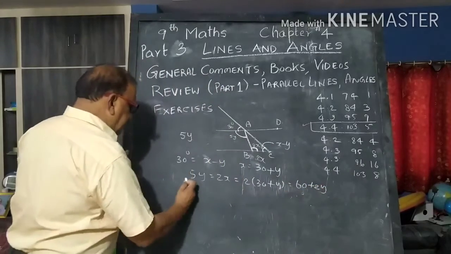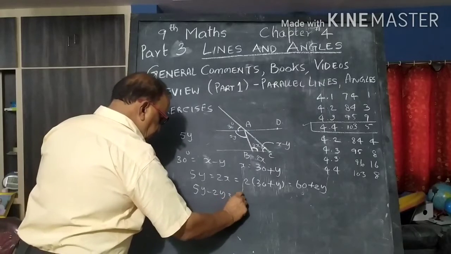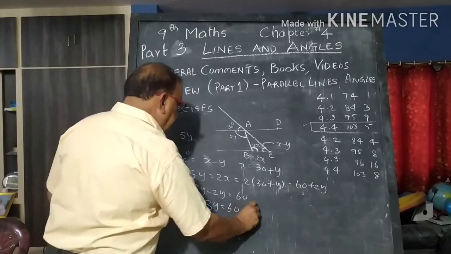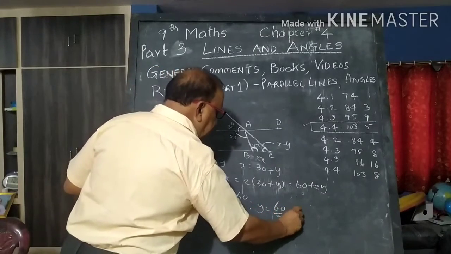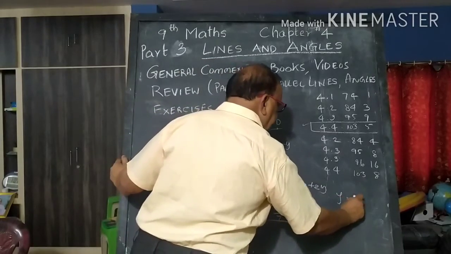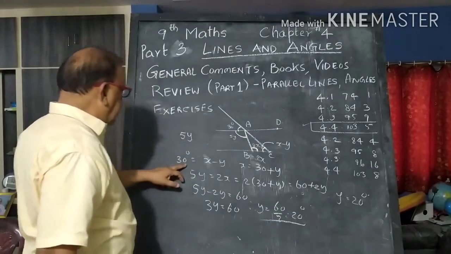I will take 2y to this side. 5y minus 2y is equal to 60. Or this is 3y is equal to 60. Therefore, y is equal to 60 by 3, that is equal to 20 degrees. So y is equal to how much? 20 degrees.